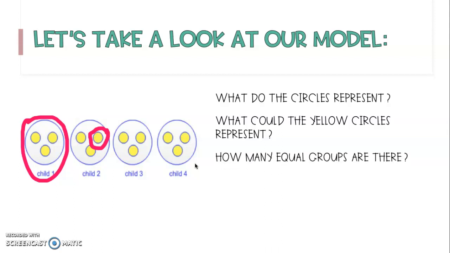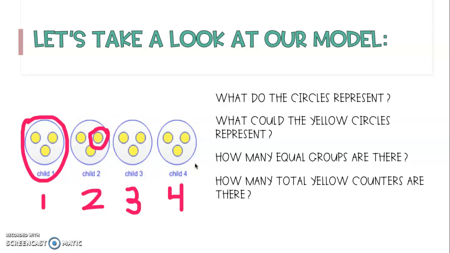How many equal groups are there? So I'm going to take a look at each group that I have, and I'm going to ask myself, are these equal groups and how many of them do I have? I see that I have 1 equal group, 2 equal groups, 3, and 4 equal groups. So remember, each equal group represents a child. How many total yellow counters are there? So now I'm going to ask myself, how many total objects or brownies do I have?